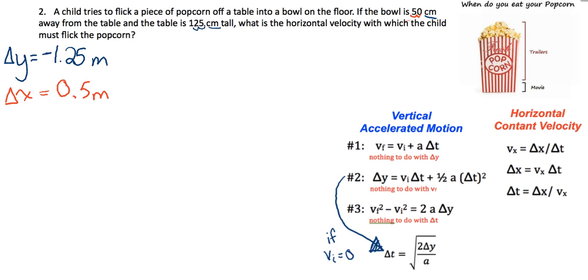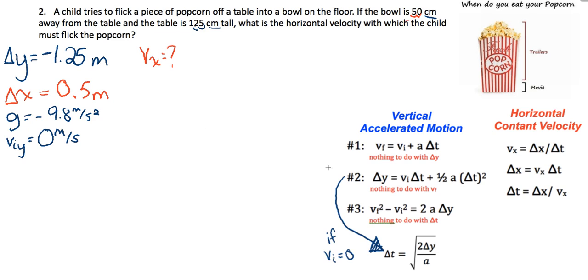Okay, other things we know, it's a projectile, so it's going to be affected by the force of gravity acting downward at negative 9.8 meters per second squared. And we also know that velocity initial in the y direction, that vertical, is going to be 0. Okay, they ask you in the final question, what is the horizontal velocity that it must be flicked? So they're wanting to know Vx. What is that value going to be?